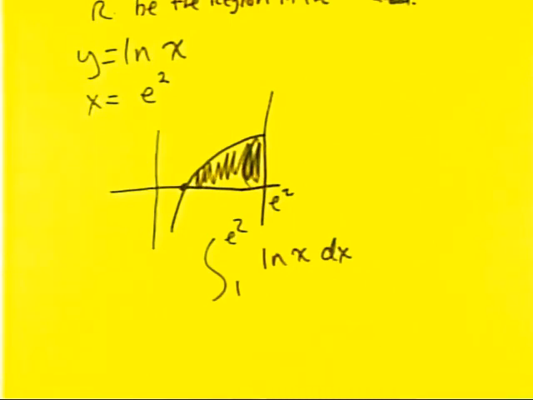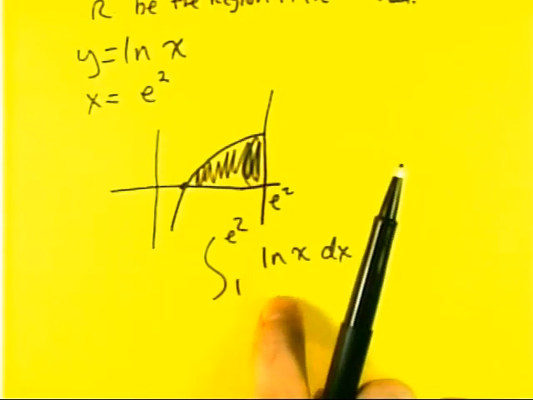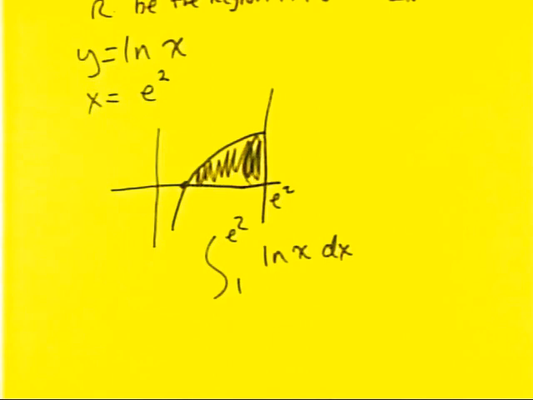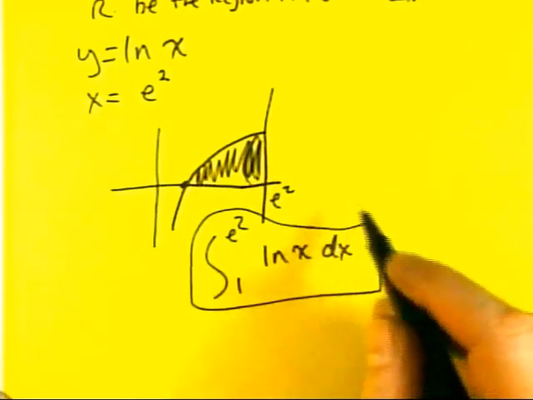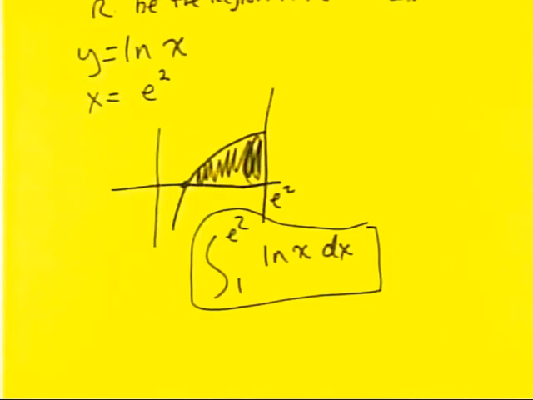Hey, LaTanya, do we know how to integrate the natural log of x? The derivative of natural log of x is 1 over x, but the integral of natural log of x, we don't know how to do. It's a BC concept. So this problem would only be asked on the calculator section of the AP exam. And what type of calculator do you have?